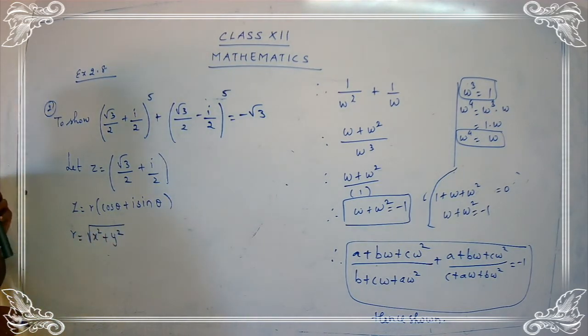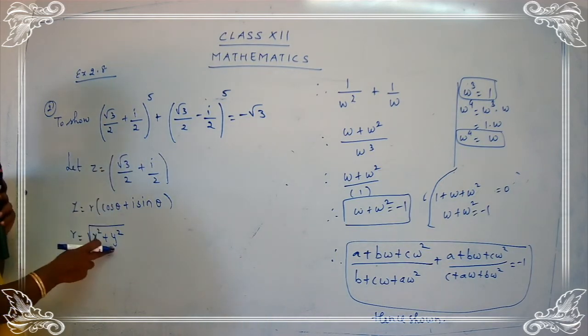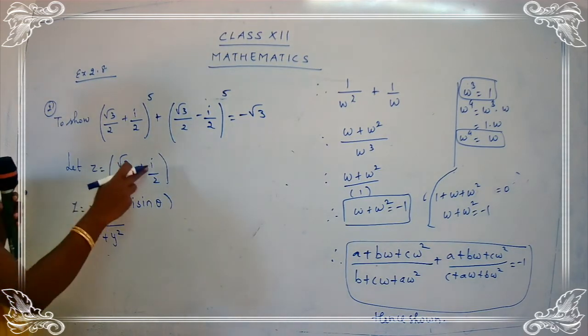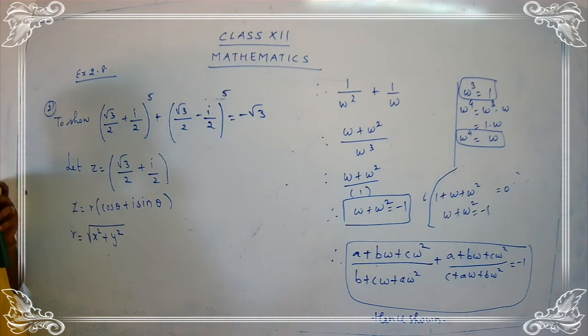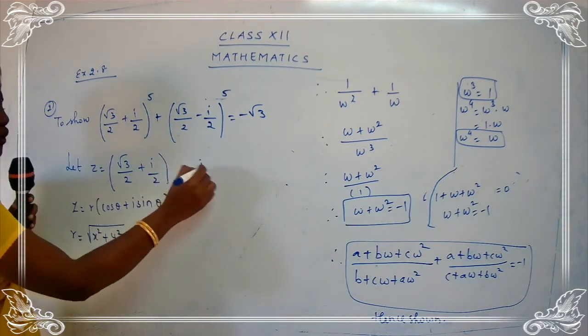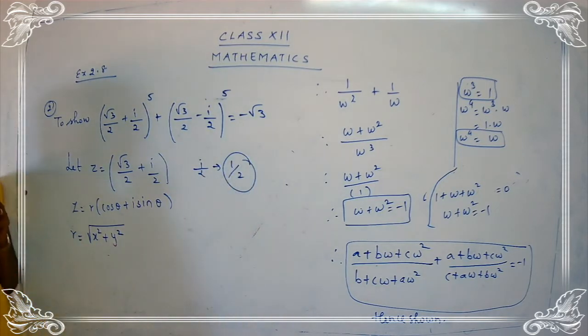What is x over here? The x is the real part, that is root 3 by 2. And what is y? The part that comes with the imaginary unit. Now what is the unit here? I is the unit. What is the value with I? It's I upon 2, which means the imaginary part is taken as 1 upon 2. So you have to take it as 1 upon 2.